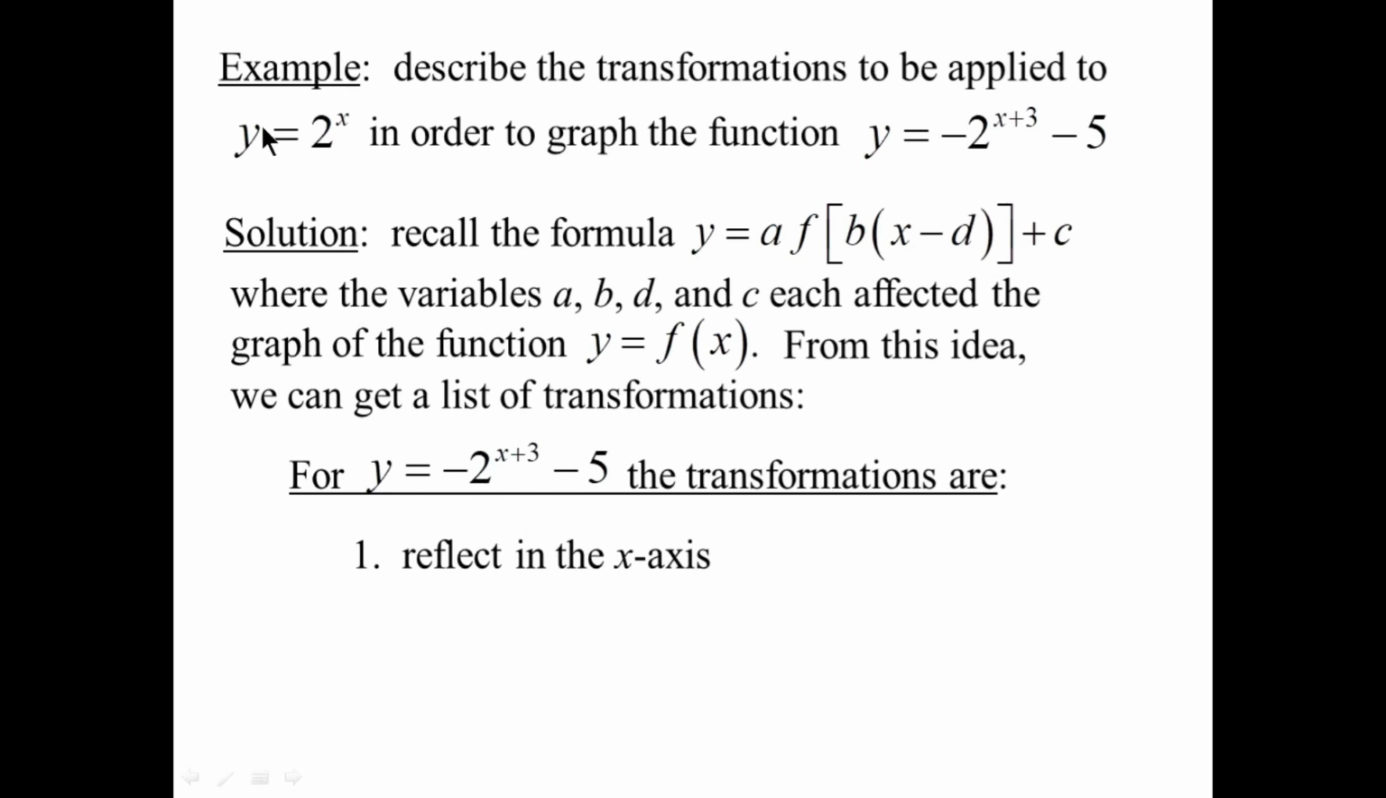The next thing I encounter that is different from the parent function is x plus 3. And since that's in brackets with the x, even though there's no brackets necessary, it's close with the x, it will be a shift to the right. Wait a minute, it's a shift to the right when there's a subtraction, so this is a shift to the left 3 units. And the subtract 5 here on the end is a negative c value. So instead of shifting up, it shifts down 5 units. And that's a list of the transformations.